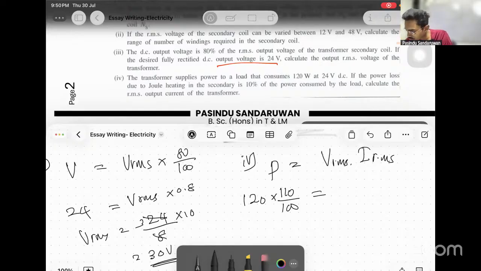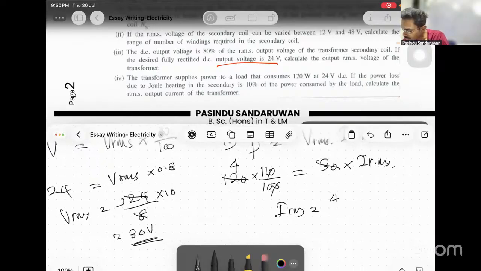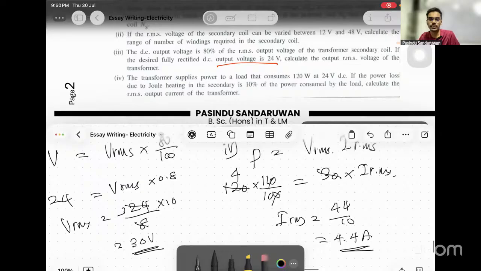Then VRMS was 30, that we know. We need IRMS. Then this is 30 times 4, 0 to 0 cancels off. Then IRMS equals 44 over 10. That is 4.4 amperes.